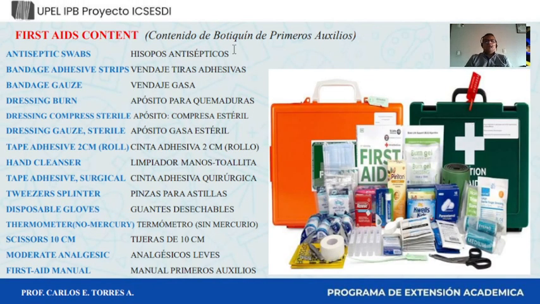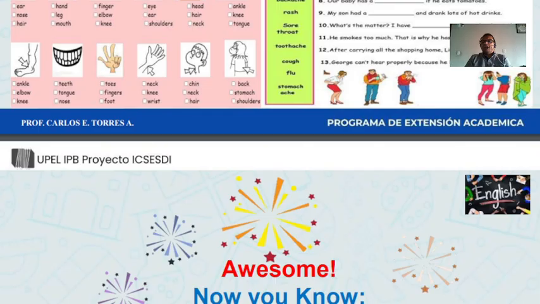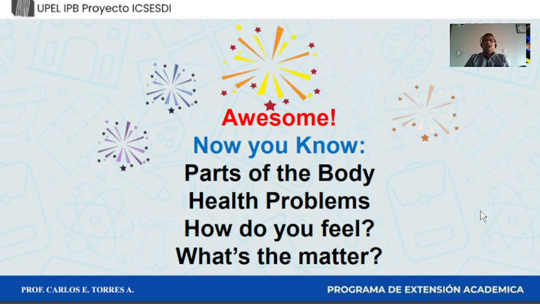Here we can see the first aid content, the materials, the medicine that are inside the first aid kit, like antiseptic swab, bandage, adhesive strip, dressing board, and so on. But let me show you now the final slide in which I'm sure that you know the parts of the body. Remember external or internal, the health problems, diseases that people suffer.